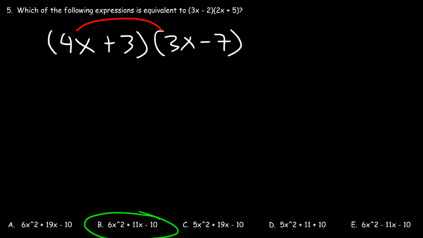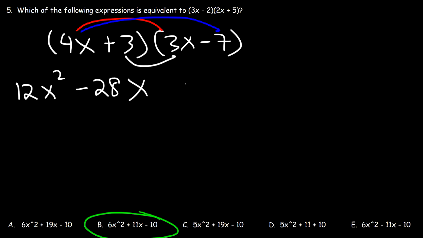So it's going to be 4x times 3x. 4 times 3 is 12. x times x is x squared. And then we can multiply 4x times negative 7. The order doesn't matter as long as you get your 4 terms initially. 4x times negative 7 is negative 28x. And then 3 times 3x is 9x. And then we can multiply 3 times negative 7, which is negative 21.